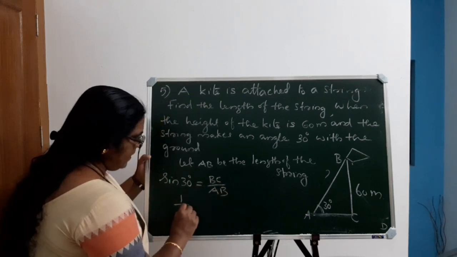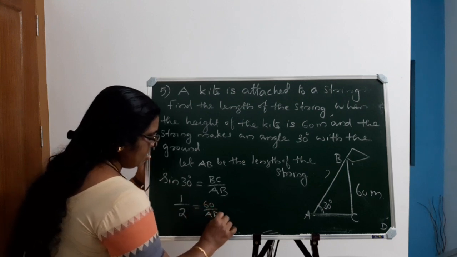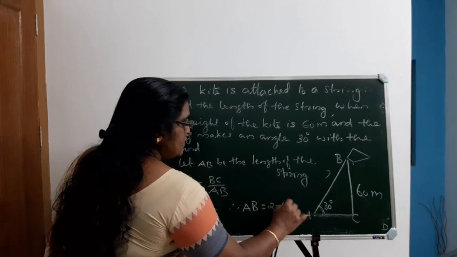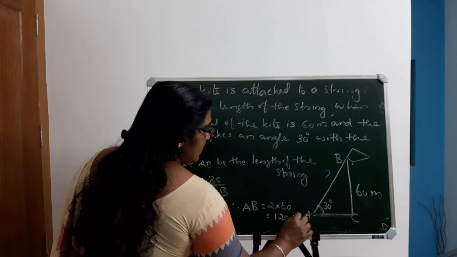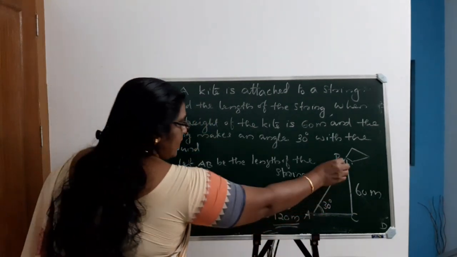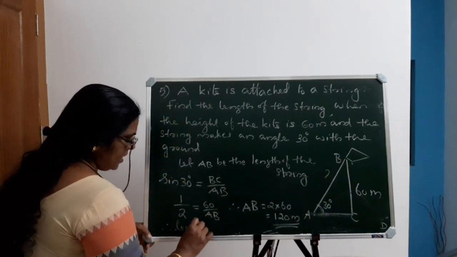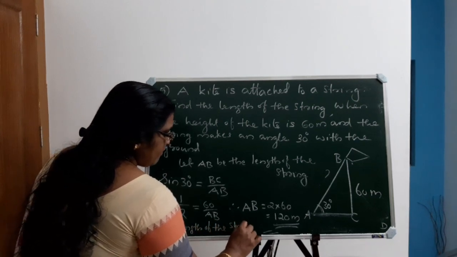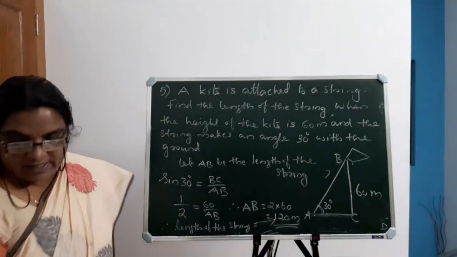Sine 30 is 1 by 2. This is equal to BC, given it is 60, by AB. Therefore cross multiply. AB is equal to 2 into 60, that is equal to 120. Height given in meter, therefore this one is also meter. So length of this string is equal to 120 meters. So we can write, length of the string is 120 meter.